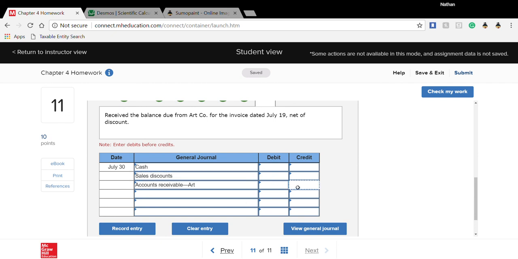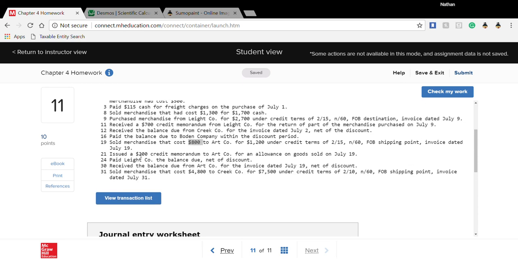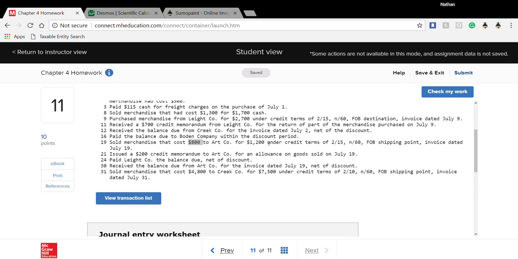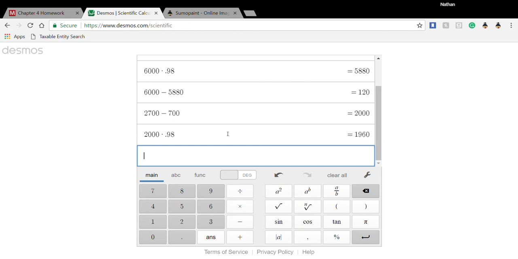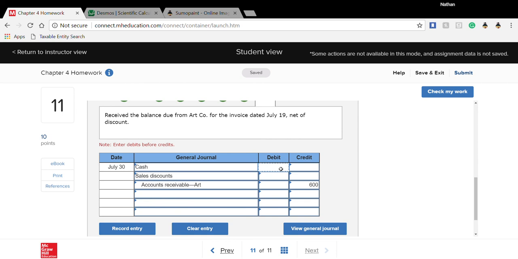Okay. So we already pointed out that the receivable was $600. Again, 800 minus 200, 600. Cash received. Let's calculate this. Again, contract is only for 2% discount. They made it real easy. So 600 times 0.98 says 588 cash was actually received. So 588.